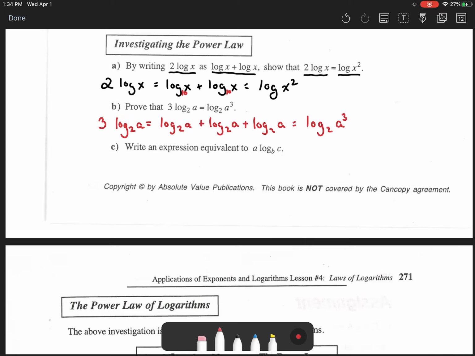What they're trying to get me to see here is in part C, they're saying write an expression equivalent to a log base b of c. If you take a look at those first 2 questions, see how I had the 2 at the front, 2 log of x, that ends up being an exponent up here. Same thing in part B, the 3 in front of the log base 2 of a ends up being the exponent attached to the argument at the end of the expression. So if I use that same logic here, the a in front of the log base b of c will end up as an exponent attached to the argument. There is the expression that is equivalent to the original one.